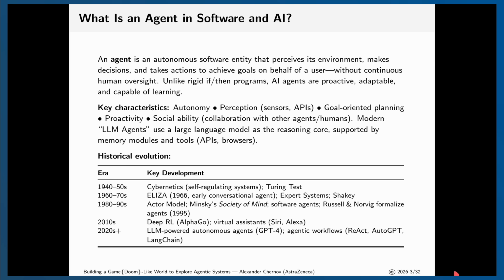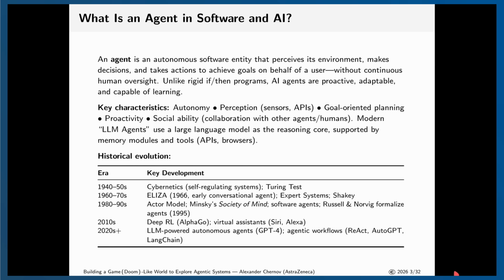We certainly now have modern LLM agents that use a large language model as the reasoning core, supported by memory modules and tools, so APIs and browsers. It's an additional layer from the last 2 or 3 years, but agents as a concept existed before. And this is what I'm talking about here.